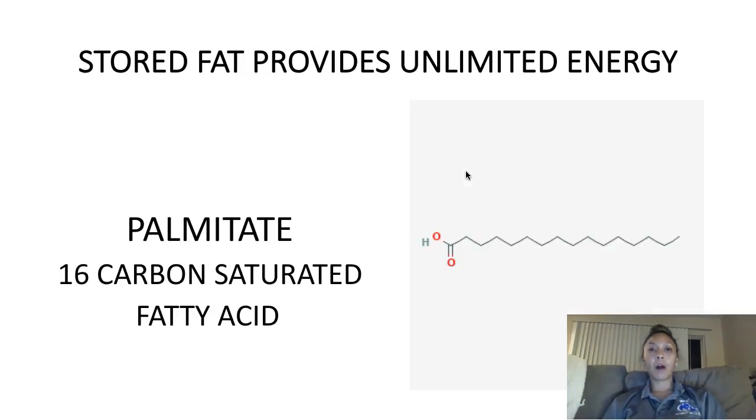Now we'll talk about palmitate. So palmitate is a 16 carbon saturated fatty acid. Like we talked about before, we need oxygen in order for us to be able to form ATP. And our saturated fatty acid is formed with hydrogen bonds. And we're able to break down that fatty acid chain to form ATP through beta oxidation.